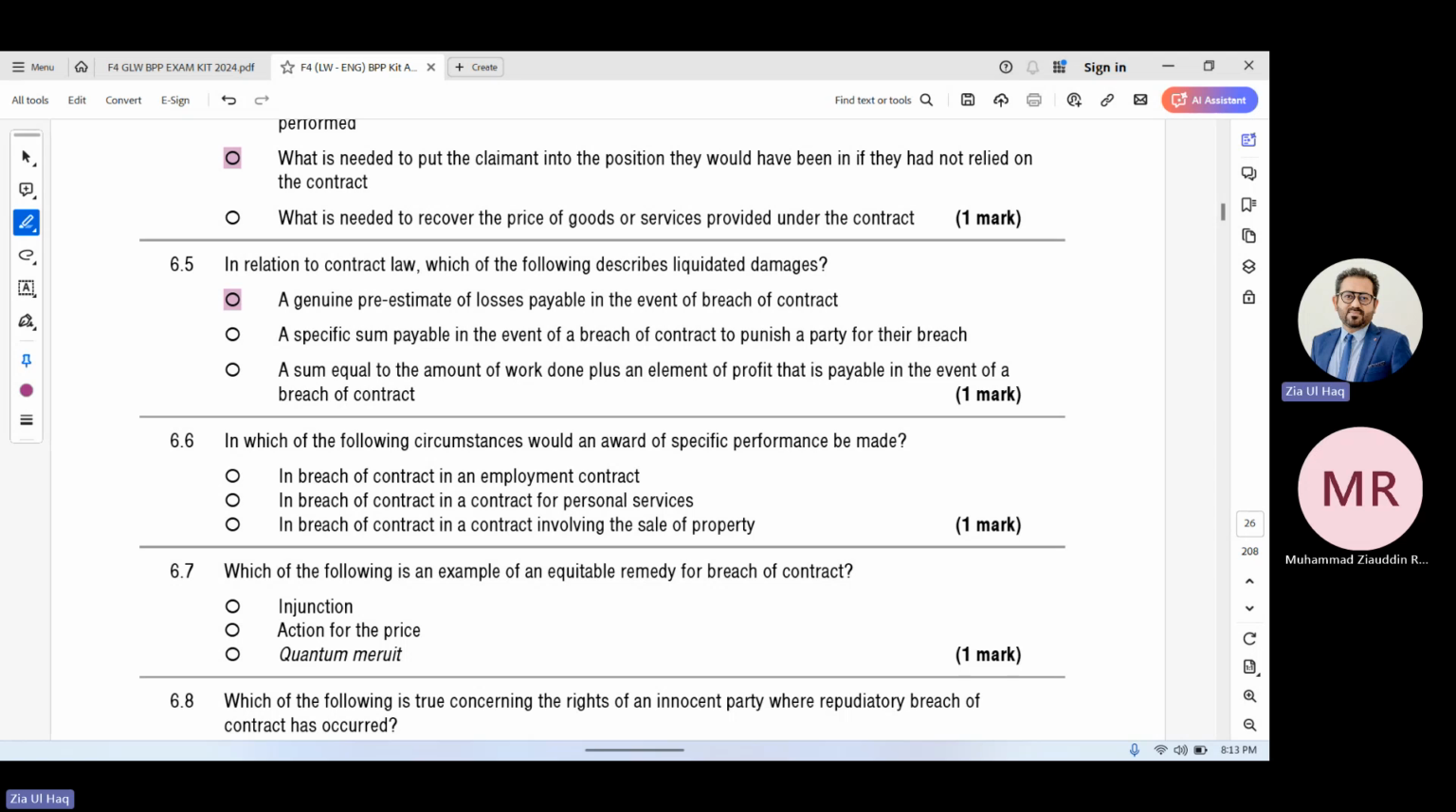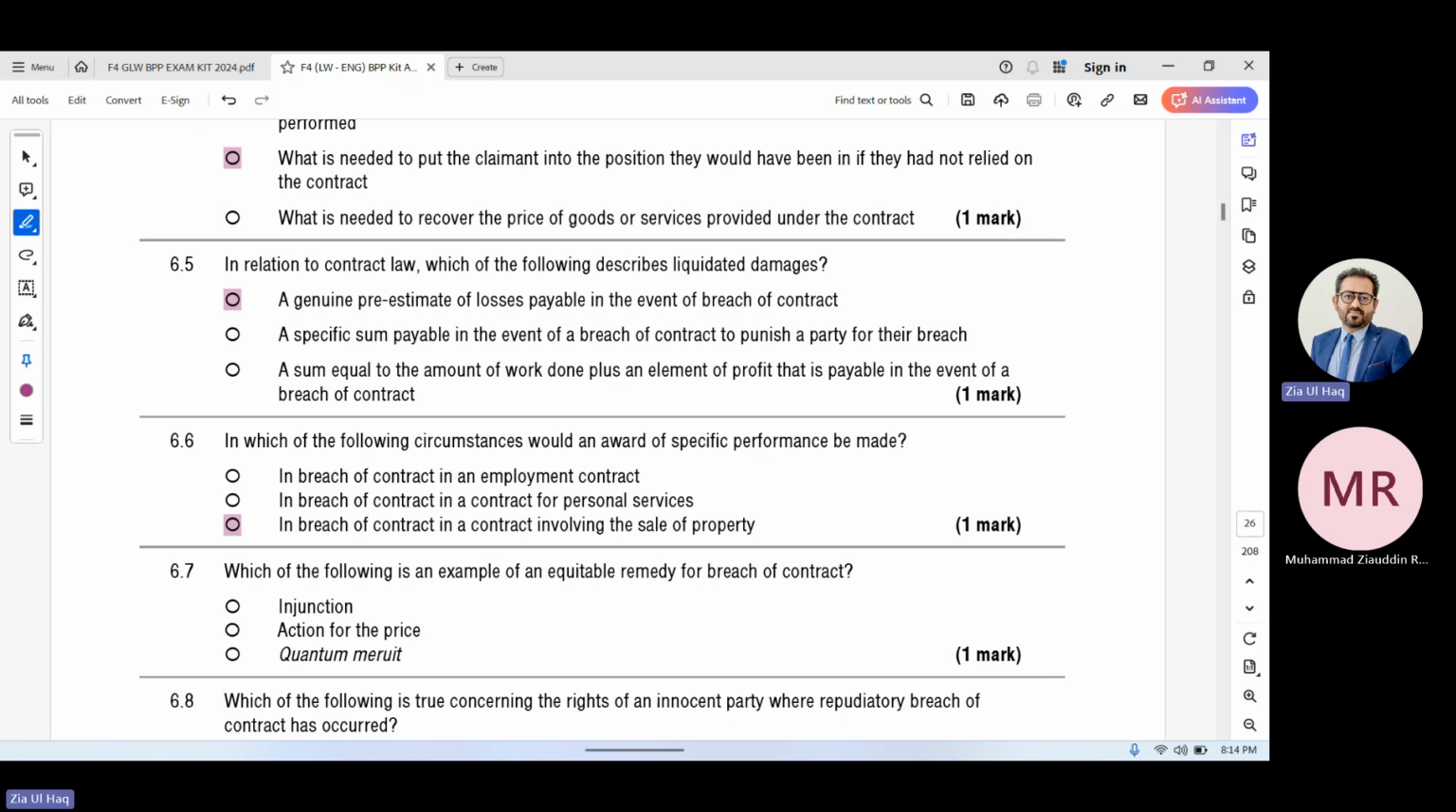6.6. In which of the following circumstances would an award of specific performance be made? In breach of contract, in an employment contract? In breach of contract, in a contract for personal services? No, in personal services, this is not awarded. In breach of contract, in a contract involving the sale of property, specific performance. You need to perform as per the contract. Obviously one party refused to sell or make a payment, so ultimately option C looks suitable rather than A and B.